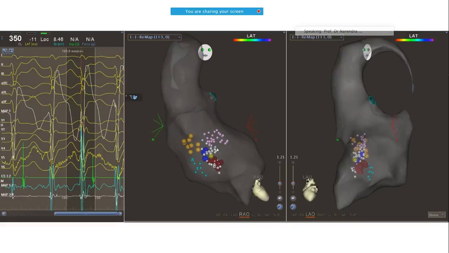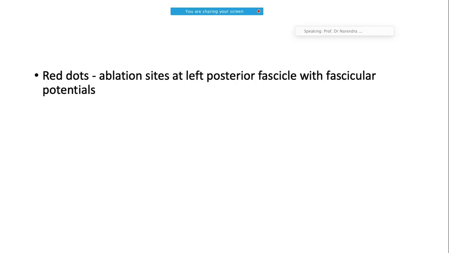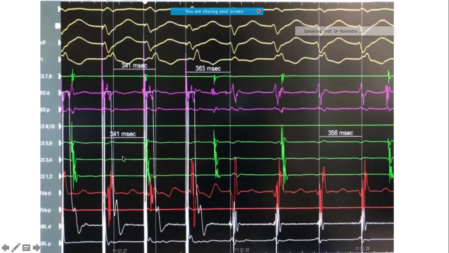Then what is being done is, the red dots refer to the ablation, where the left posterior fascicle with fascicular potentials was seen. After, as I said, the step-by-step approach, after you have already gone over there, what we tried to do was entrainment. Entrainment was done with the ablation catheter, and you could see over here, when pacing was done, the entrainment was good, and of course, it seemed to be in the same site.